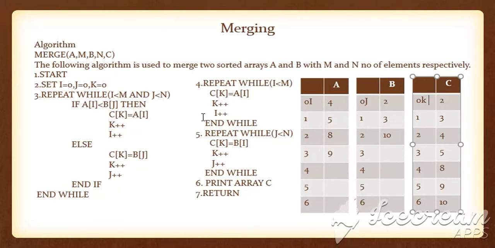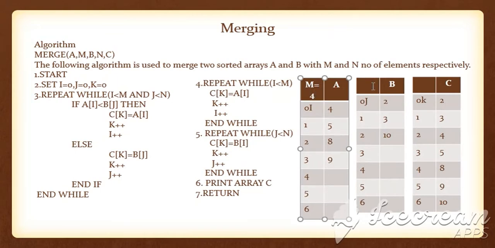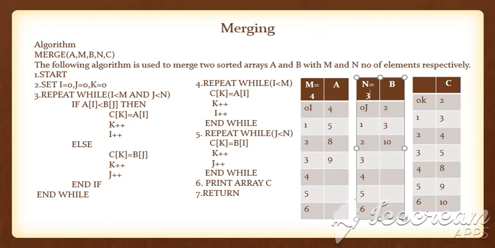And let us look: repeat while I is less than M and J is less than N. So what is the value of M here? M is equal to 4, the number of elements, and N is equal to 3. So the value of I is 0, 0 is less than 4 and 0 is less than 3. The condition is true.